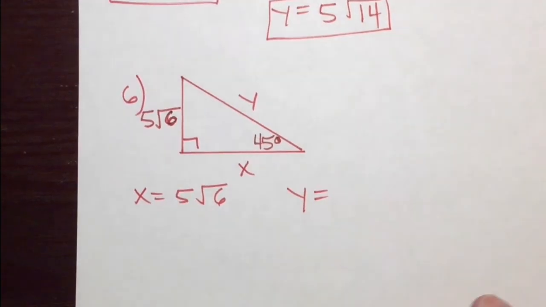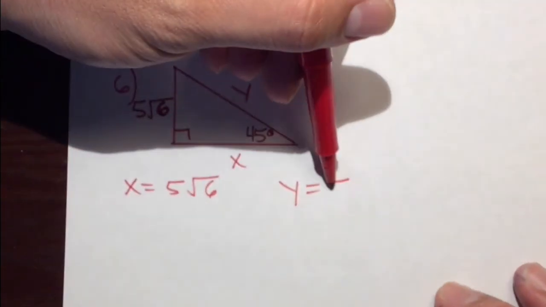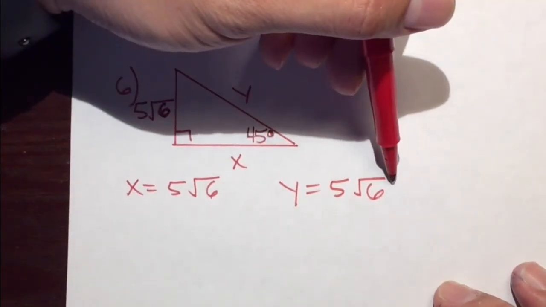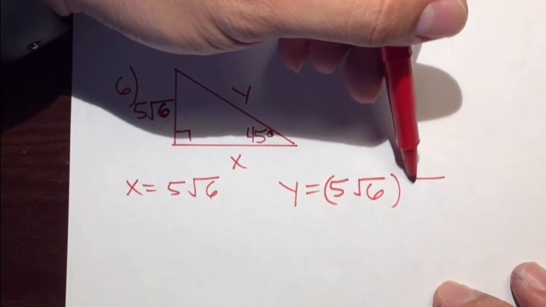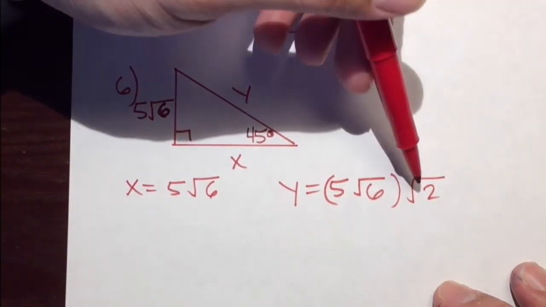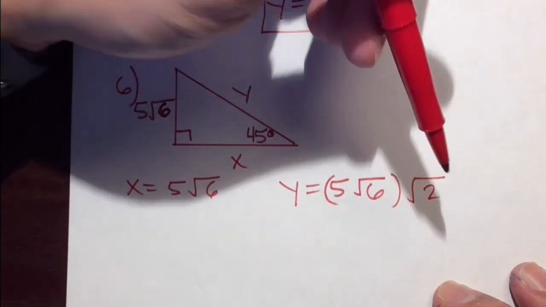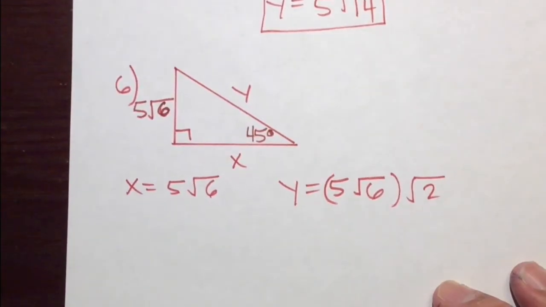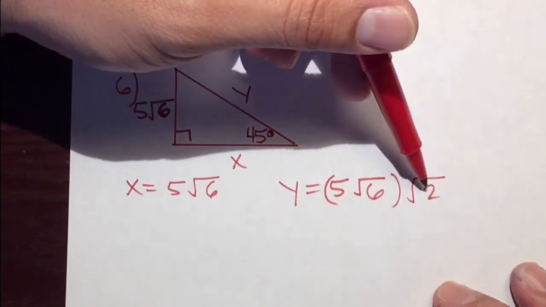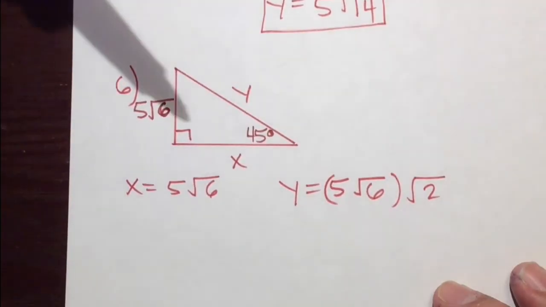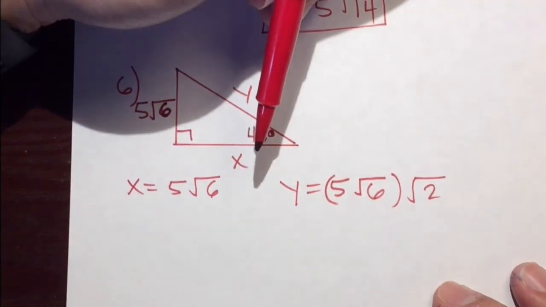Y is the leg, 5 radical 6 times radical 2, because it's the hypotenuse. Hypotenuse is always multiplied by radical 2, no matter what. Even if it already has a radical 2, multiply it by another radical 2. This one, it's multiplied by radical 6, so multiply by radical 2. Okay, always multiply whatever the leg is times radical 2.